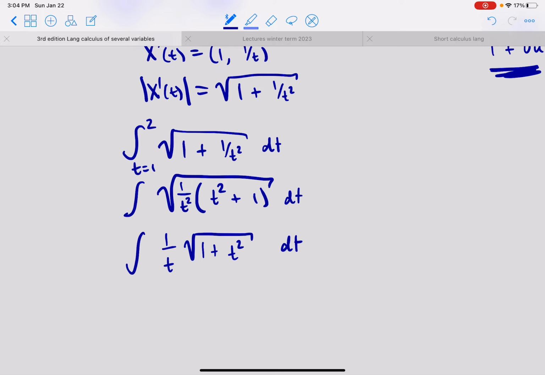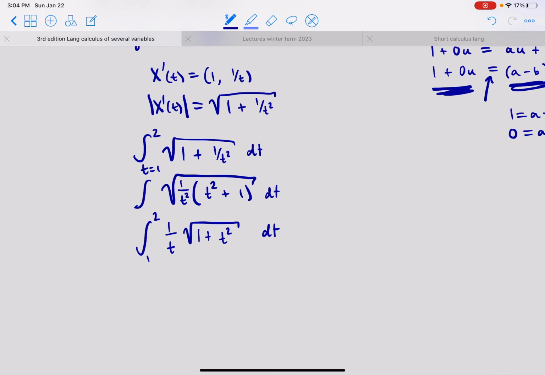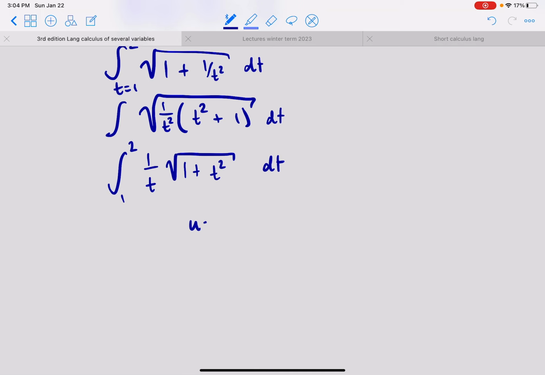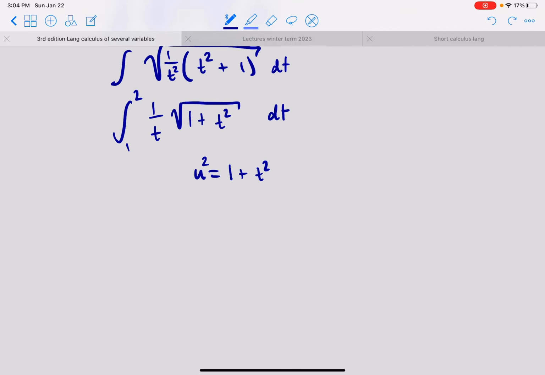dt, integral. Okay, and now it's clear why they say make the substitution u squared equals 1 plus t squared, because this will then become square root of u squared, which will be u, hopefully, if u is positive. And so what do we get?